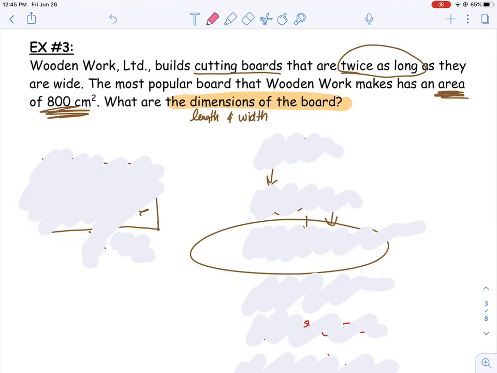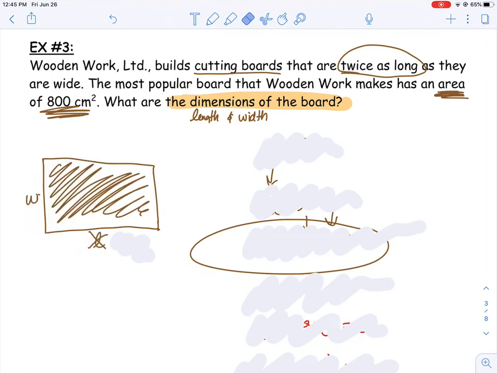I'm imagining a cutting board as a rectangle. I know that there's a length and a width for my rectangle. And it does tell me something about the area, the stuff inside, right? Now, do we know what the width is? No. Do we know what the length is? No. But it does say that it's twice as long as the width.